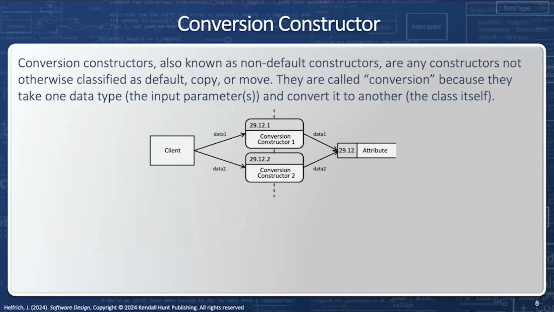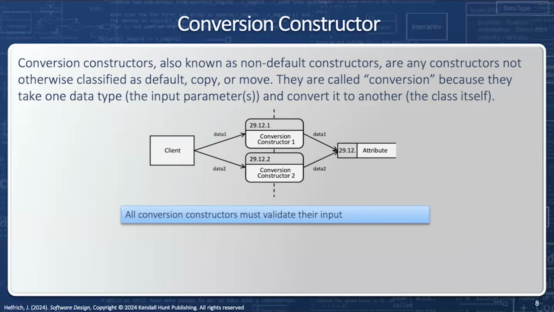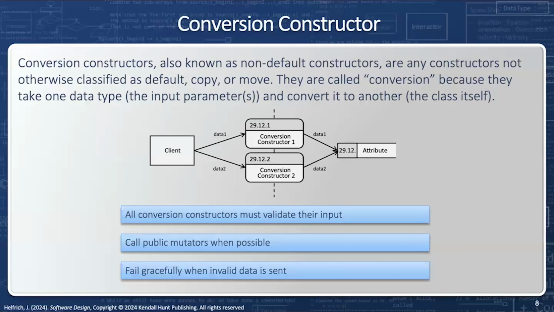Next, a conversion constructor. A conversion constructor, also known as a non-default constructor, is any constructor not otherwise classified as default, copy, or move. They are called conversion because they take one data type, the input parameter, and convert it to another, the class itself. So in this case, we have two conversion constructors, one that accepts data 1 and one that accepts data 2, and both those set the attributes in the valid state. So all conversion constructors must validate their input and, perhaps most importantly, call public mutators when possible. And this ensures that we're funneling all the data validation into the same location. And fail gracefully when invalid input is sent. Usually that means that we're going to set the attributes to the default state.